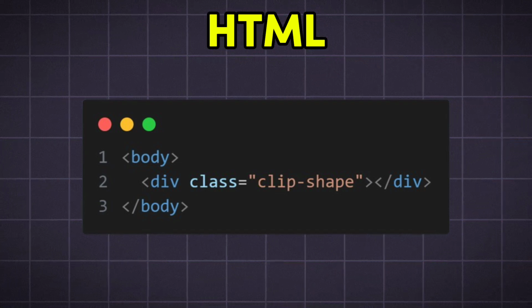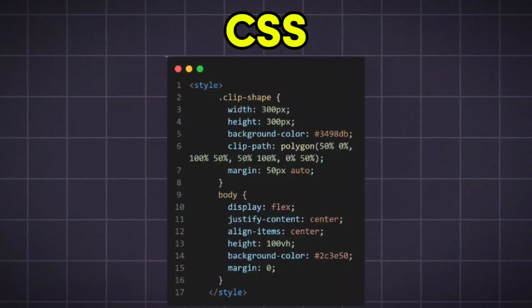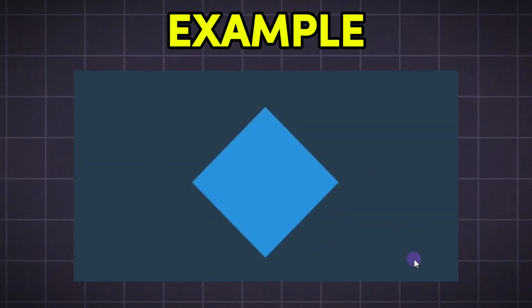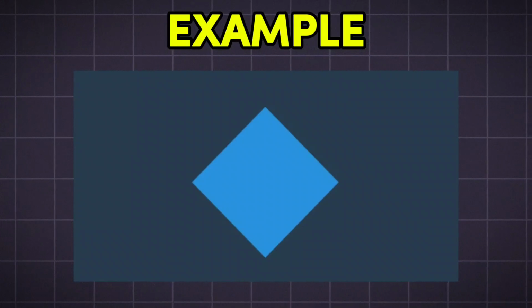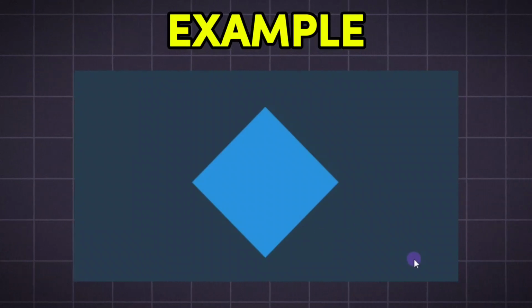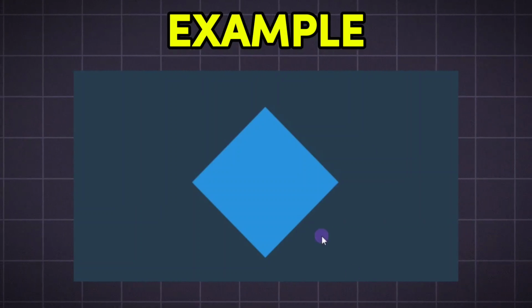In this example, I've used the clip path property to create a diamond-shaped element. In this case, the shape is made up of 4 points. The result is a blue diamond shape that stands out against a dark background. This technique can be applied to any element, allowing you to create custom shapes for images, buttons, or sections without relying on images or complex SVGs.